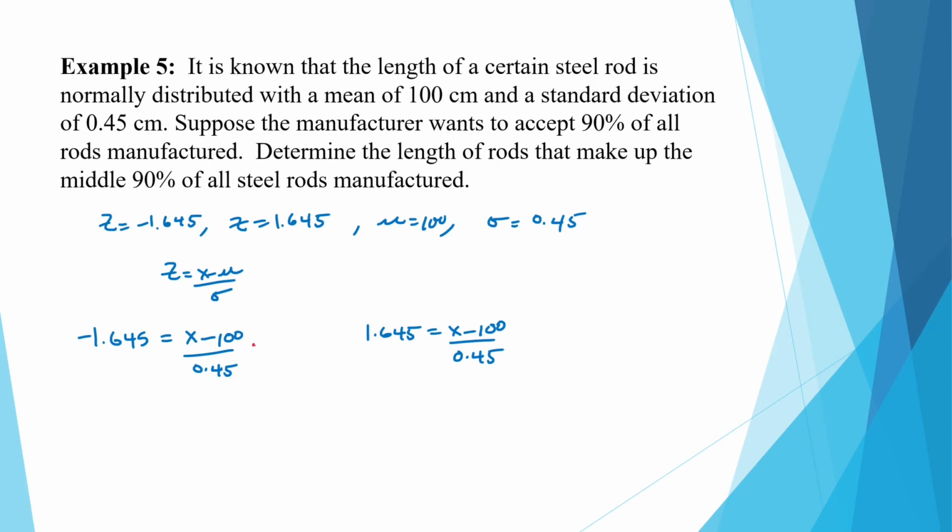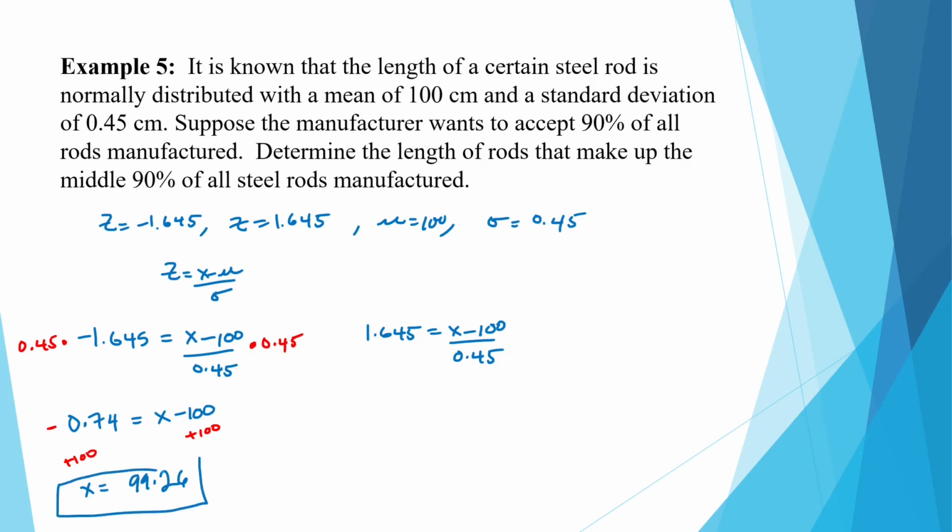On the left side I'll multiply both sides by 0.45. This gives me 0.74, and that's equal to x minus 100. If I add 100 to both sides, remember this is negative 0.74, so if I add 100 to both sides, we get x is equal to 99.26. We'll repeat the process on the right side.